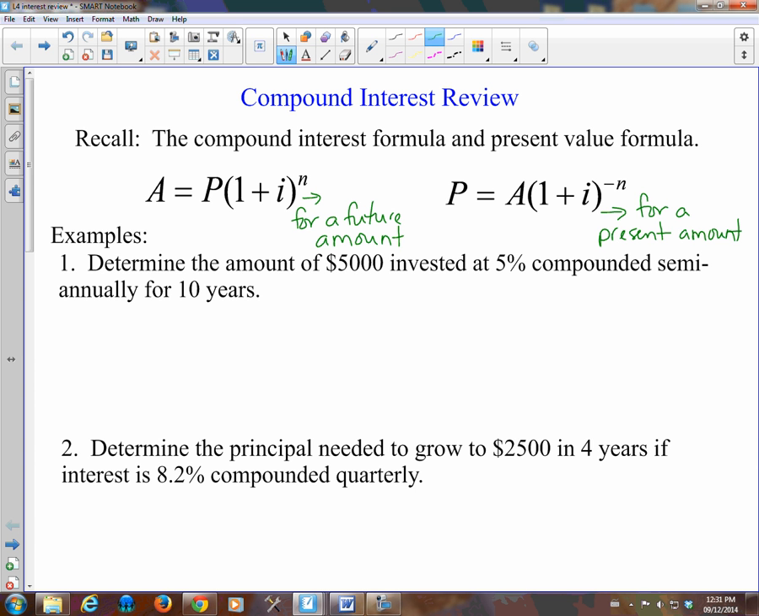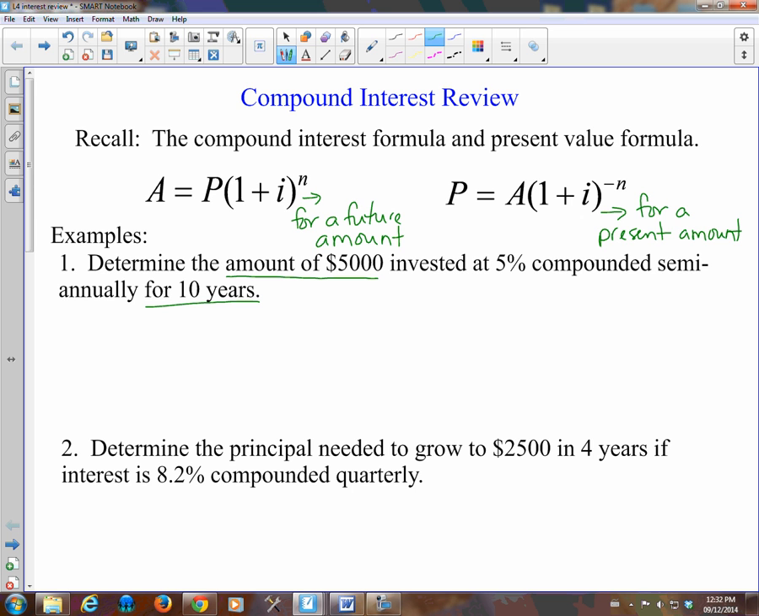So your job now is going to be able to read a question and know which formula you need to use. So you've got to read carefully whether you're talking about an amount in the future or an amount you need now. So question number 1, determine the amount of $5,000 invested at 5% compounded semi-annually for 10 years. So that means we're looking at an amount in the future.